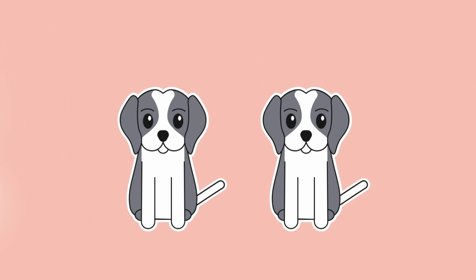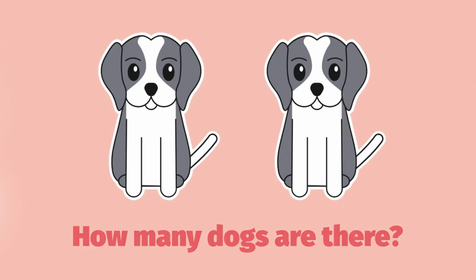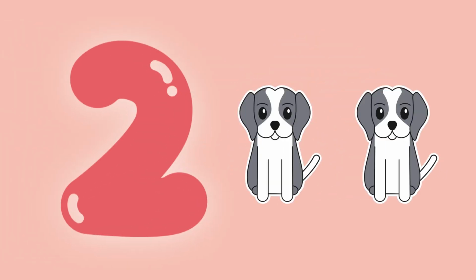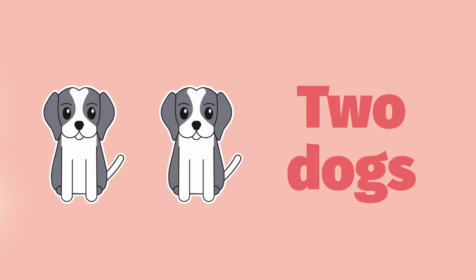2. These are dogs. How many dogs are there? There are 2 dogs. 1, 2. There are 2 dogs.